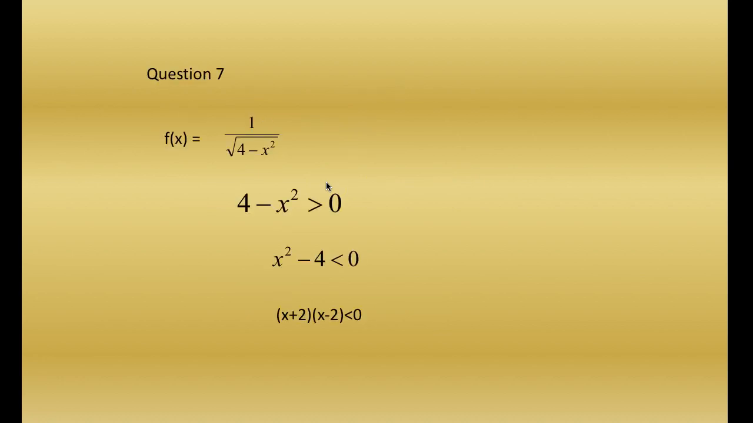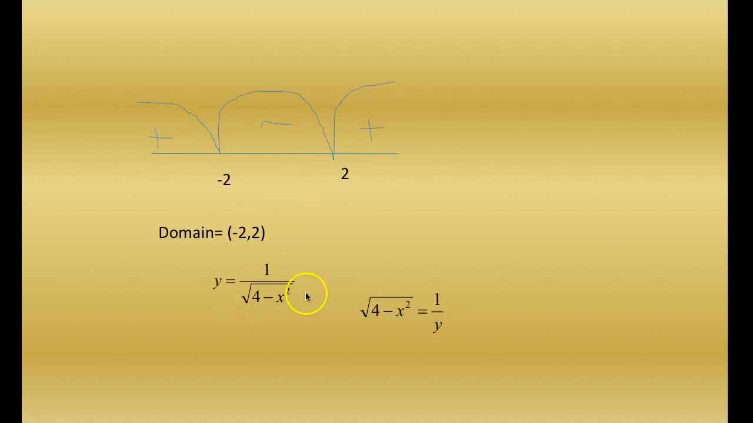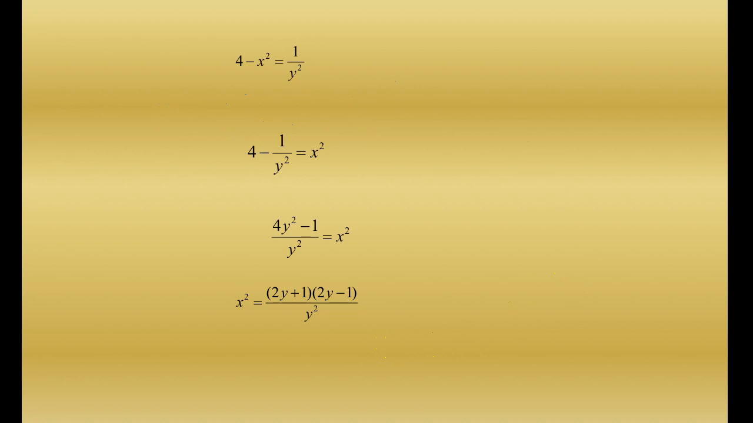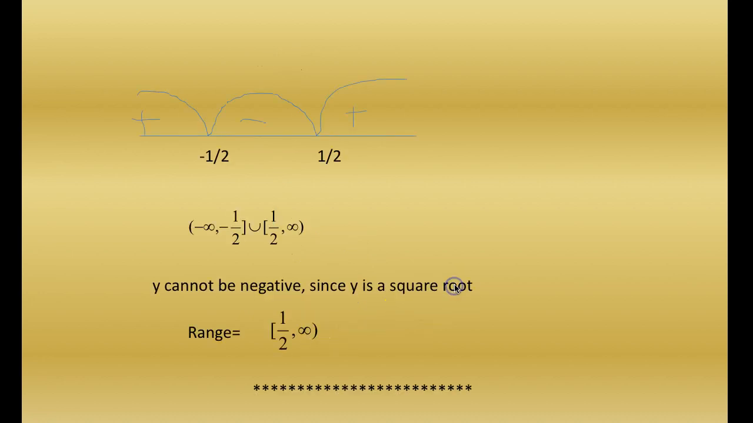Now to find the range, it is not possible to find it directly. So we put y equal to 1 by root 4 minus x squared, and try to express x as a function of y. So root 4 minus x squared is 1 by y. Squaring, you get 4 minus x squared is 1 by y squared, or 4 minus 1 by y squared is x squared. Take the LCM, so 4y squared minus 1 by y squared equal to x squared. So we get x squared is 2y plus 1 into 2y minus 1 by y squared. So here the roots would be y equal to minus half and y equal to half.